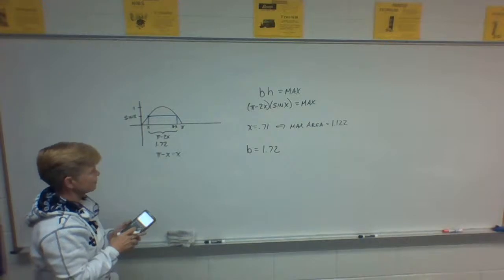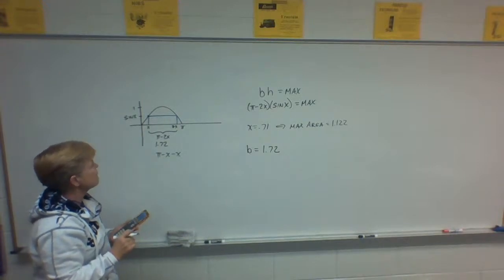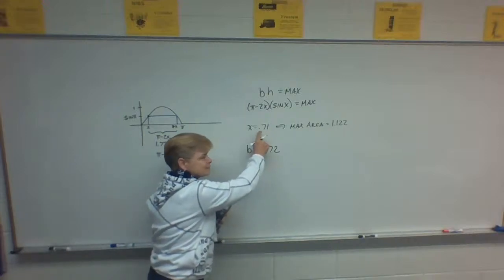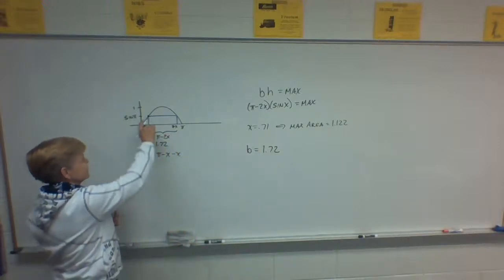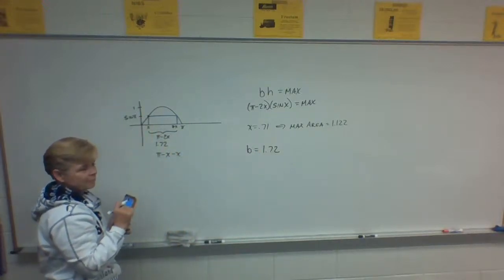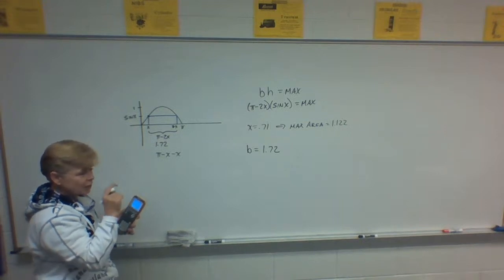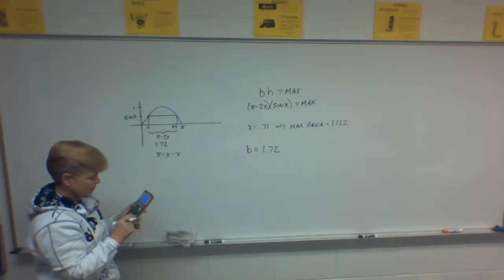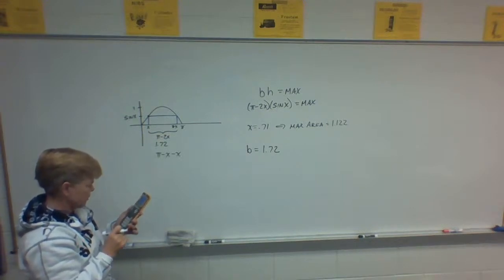How do we find the height? Take the sine of x. Isn't that the height? Didn't we agree? Yeah. And x still has that value in that mailbox. So now you can just go sine x. Do you see what I'm saying? And that's going to be 0.652.